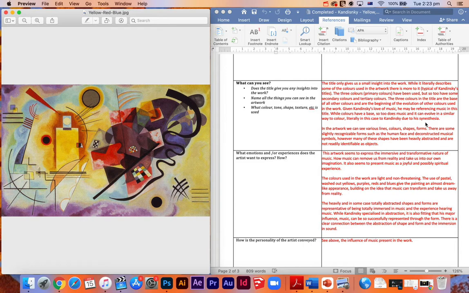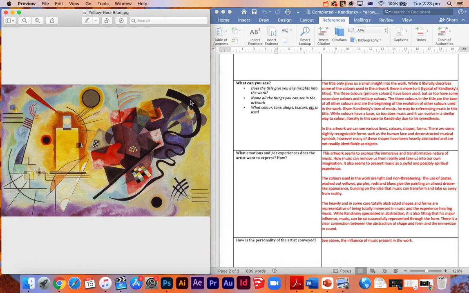So I've said here, while colours have a base, so too does music. And it can evolve in a similar way to colour. So literally in this case, Kandinsky can literally see the connection or the analogy between music and art there. And he's represented that visually here.